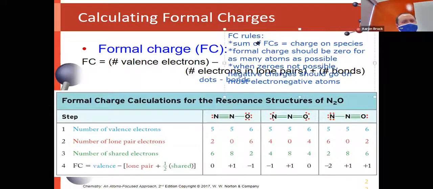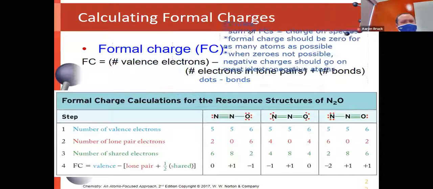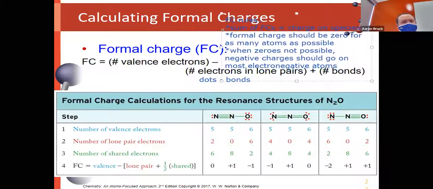Finally, when zeros are not possible, the negative charges should go on the most electronegative atoms. Again, that kind of should make sense.